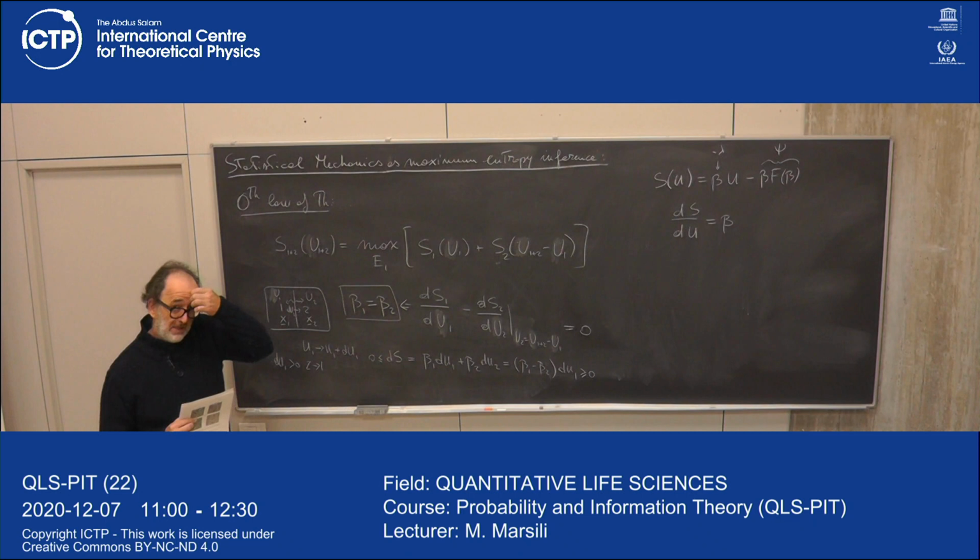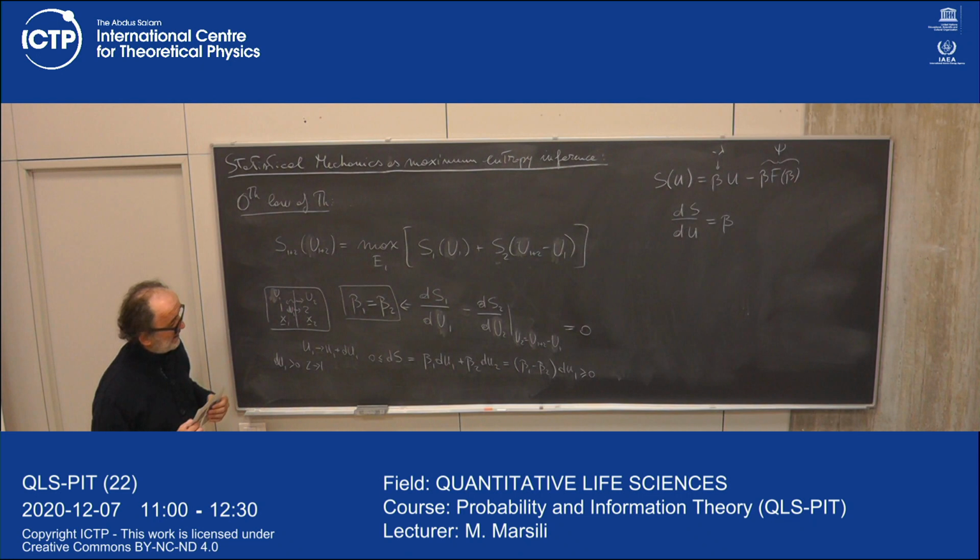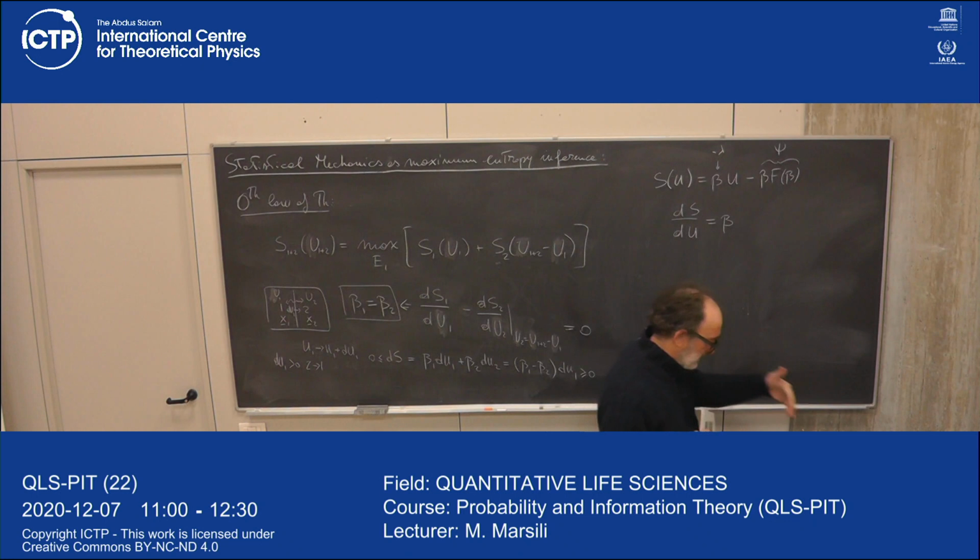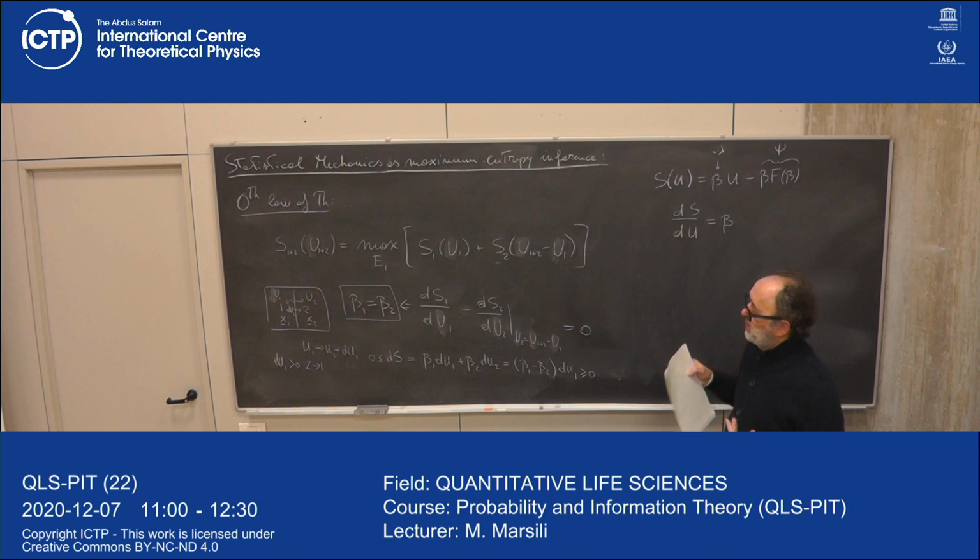Okay, so this is a statement of the second law of thermodynamics by Clausius, I think, that tells you that the heat always flows from hotter to colder body. And this is actually the way in which you achieve thermal equilibrium. Okay?